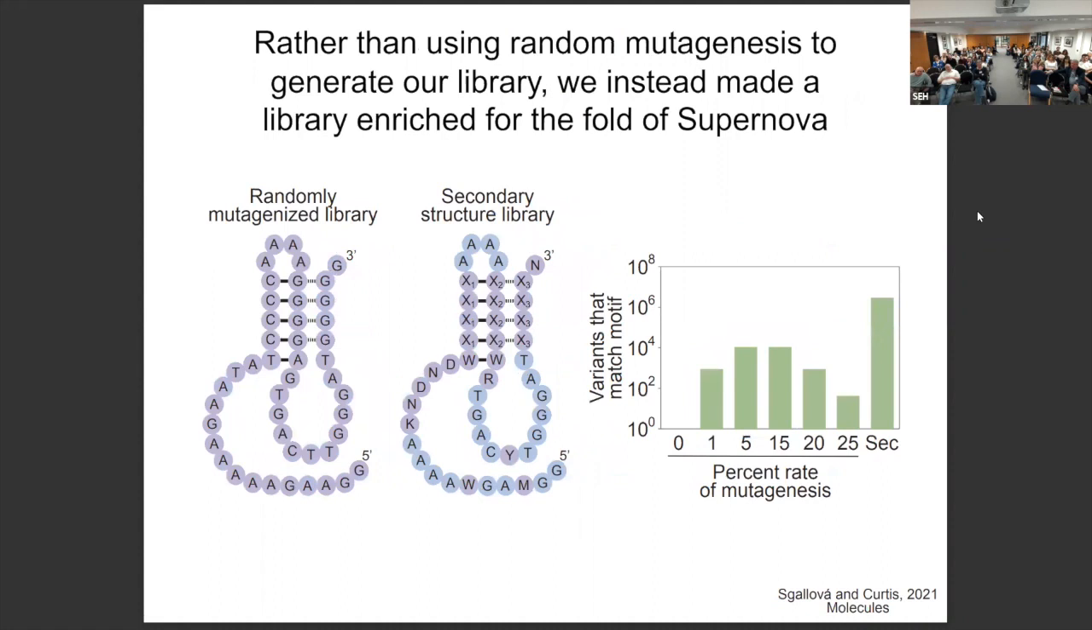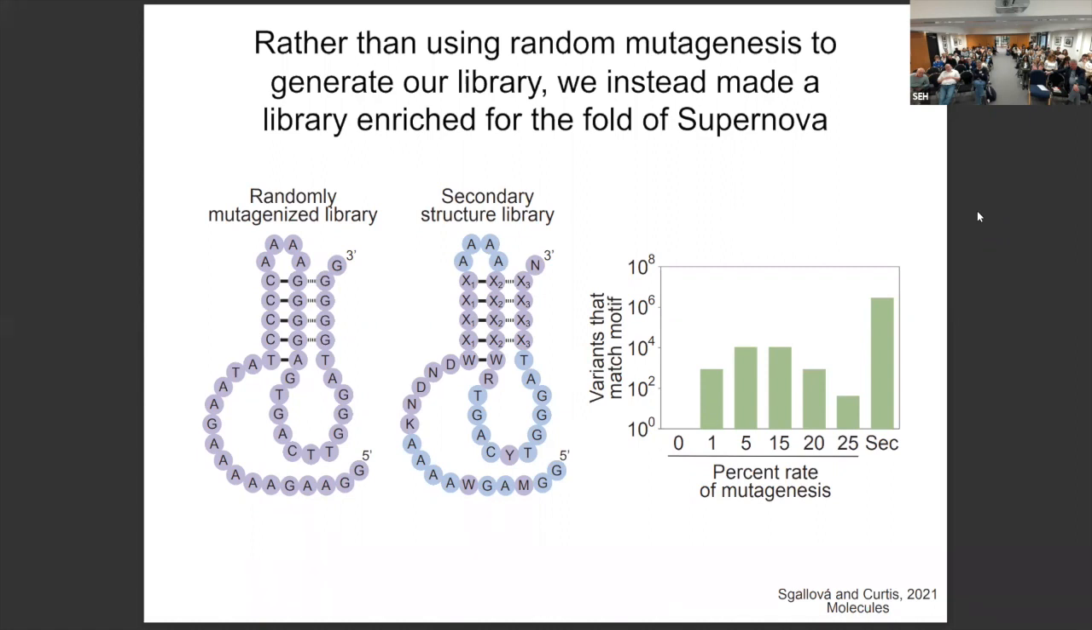So the standard way to go about this would be to make a library by random mutagenesis. You take the best deoxyribozyme you have, you randomly mutagenize it at a low level, and you perform another selection. This is a great approach when you don't know anything about a motif, but in this case, we know quite a bit about Supernova. So we decided to make a library using a different approach. We call this a secondary structure library. This is an example of a secondary structure library we designed based on Supernova.